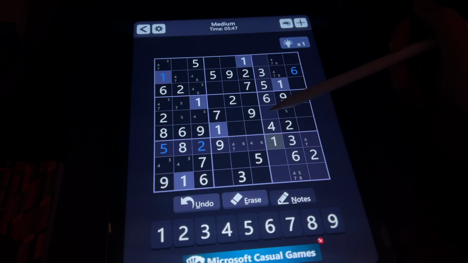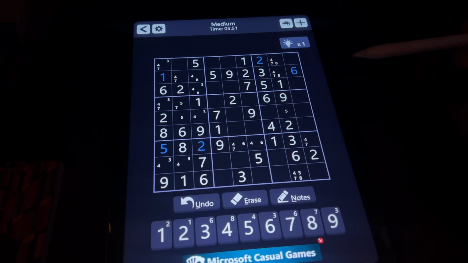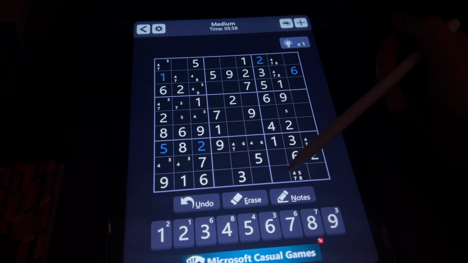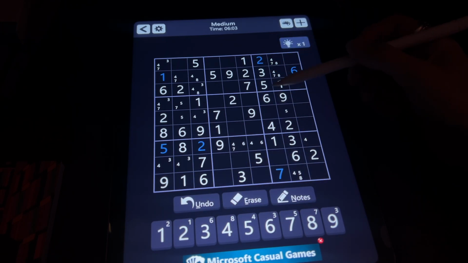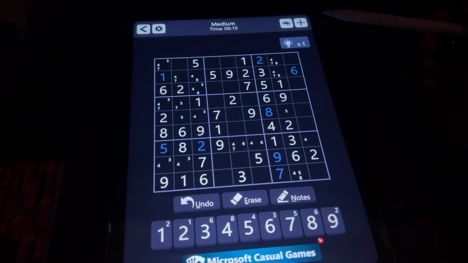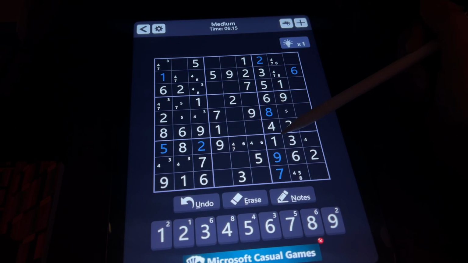1. Alright, finally 2 can go there. Again, 7 we can do. The 7 goes here. And we need an 8 and a 9. The 9 has to go there and the 8 has to go there. Alright. This definitely helps us. So now. Okay, maybe not.